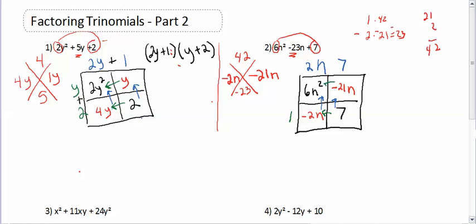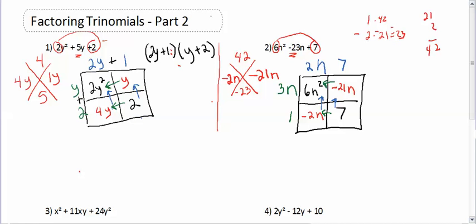And then I'm going to factor this way. What do these have in common? They have an n. Okay, so then they're not even, so it's not a 2. How about a 3? 3 times 2 is 6. 3 times 7 is 21. So it looks to me like they have a 3.